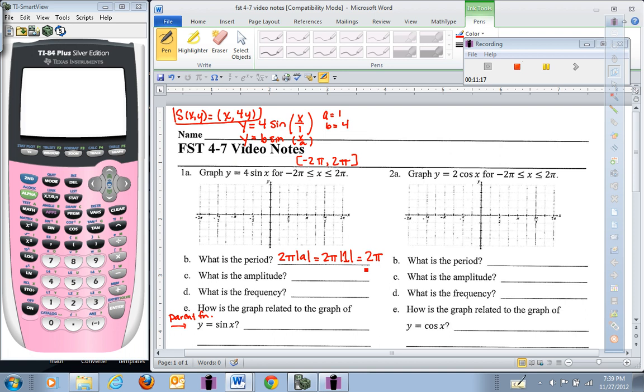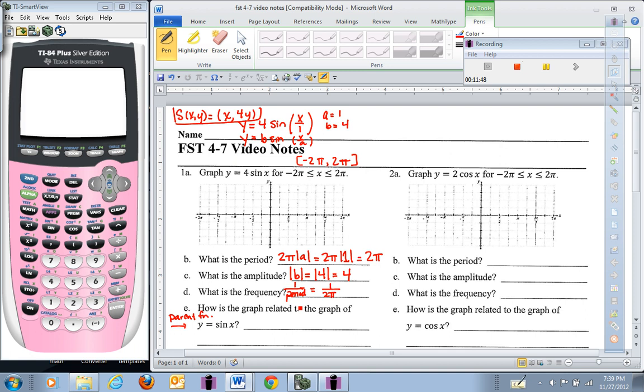When it asks what the amplitude is, that's the absolute value of b. The absolute value of b would be the absolute value of 4 in this case, which would just be 4. That means it's going to go up to 4 and down to negative 4. So the highest it will be is 4, and the lowest will be at negative 4. When it asks for the frequency, remember the frequency is 1 over the period. So that would be 1 over 2 pi, which means it cycles once every 2 pi.